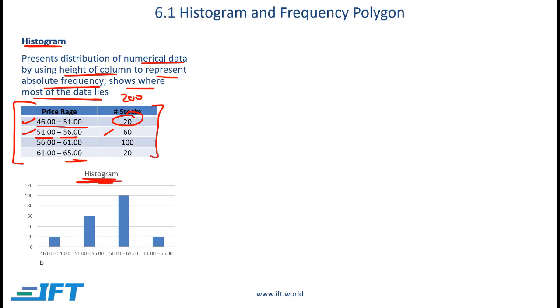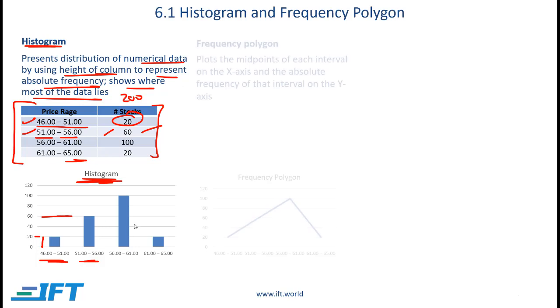So notice we have 46 to 51, and then this height represents the number of stocks. The height is 20. Then in the next box, which is the 51 to 56 range, we have 60 stocks. Therefore, the height is 60. So this is a histogram.